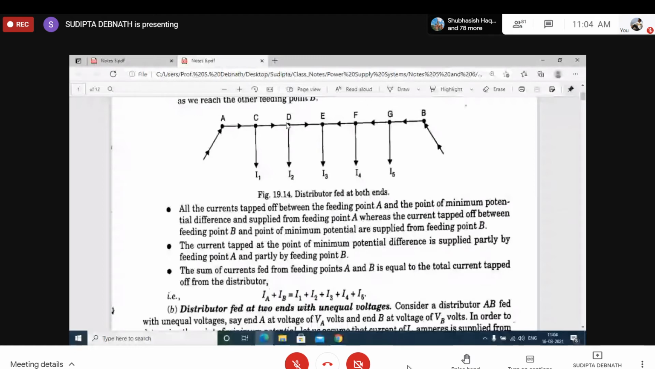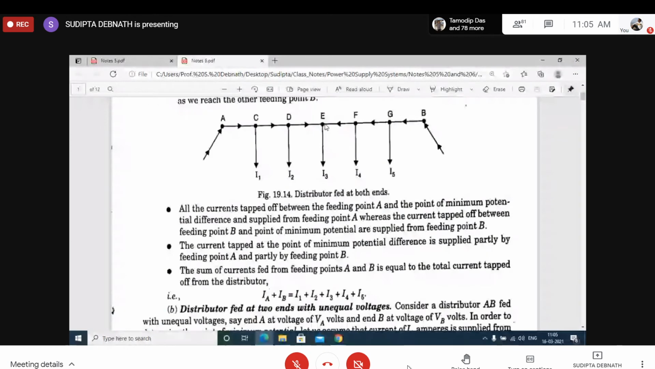Okay, so current always flows from higher potential to lower potential. If this is the point of minimum potential, that means VE will always be less than VD, and VE will also be less than VF. So at E, current will be entering from D, and also current will be entering from F. So you can identify the point of minimum potential in the distributor by observing the direction of the current.